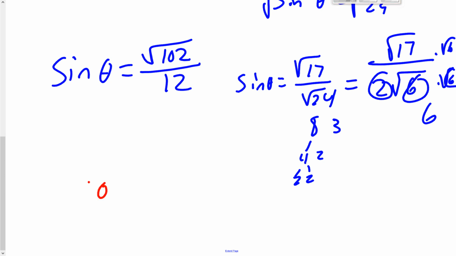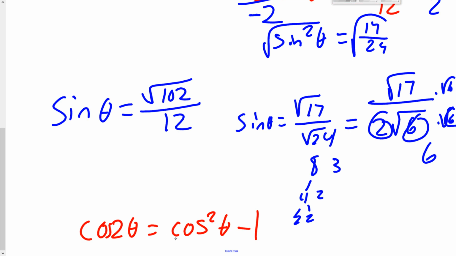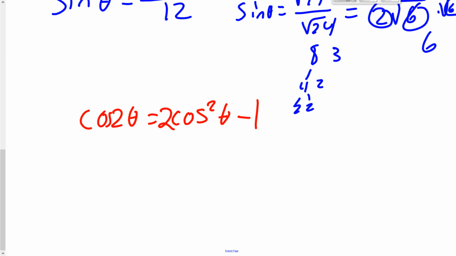Okay, now cosine of 2 theta is also equal to 2 times cosine squared of theta minus 1. And so we know cosine of 2 theta, that is 4/5, right, on number 15? No. Negative 5/12. So that was the example. Negative 5/12.